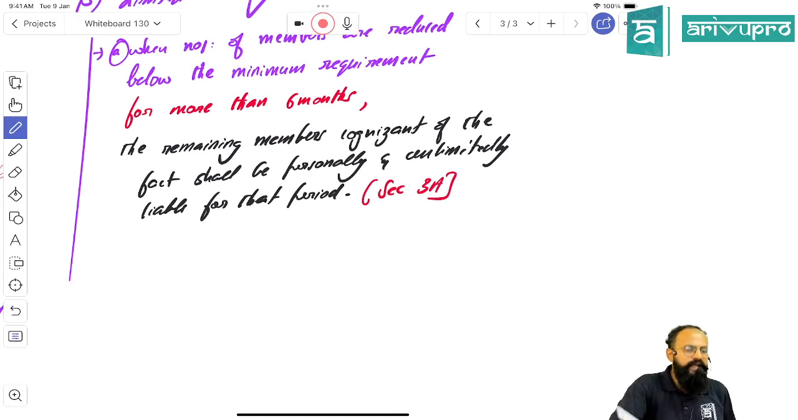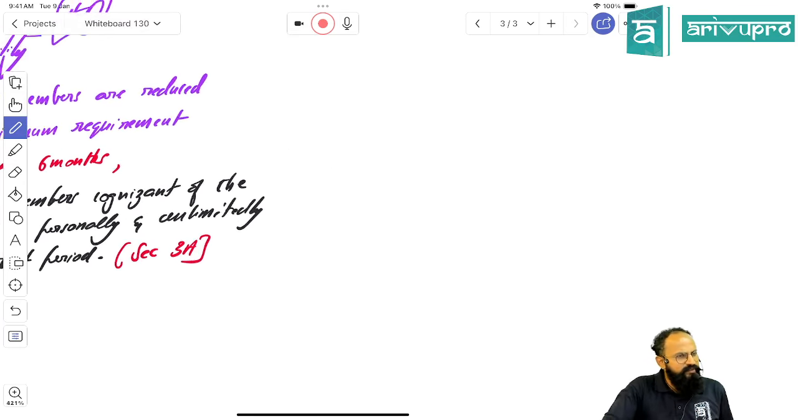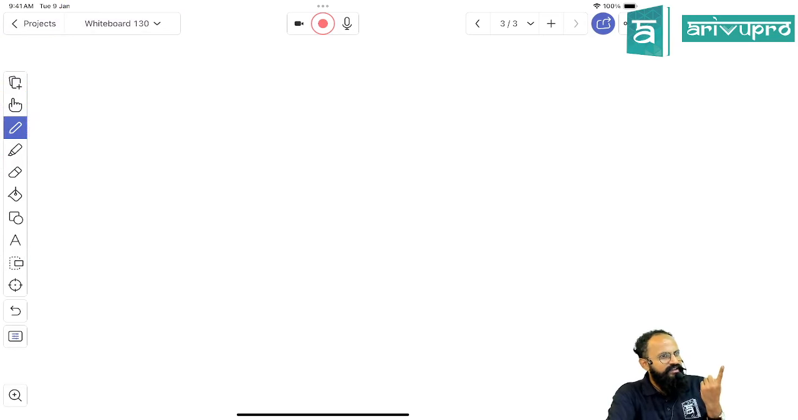Section 3A. In a company, what is the minimum number of shareholders required? 1 only, correct. There are 3 types of companies. One is called OPC, the one-person company. Next are the private company and the public company. In OPC, what is the minimum number of shareholders? 1. Maximum? 1 only.